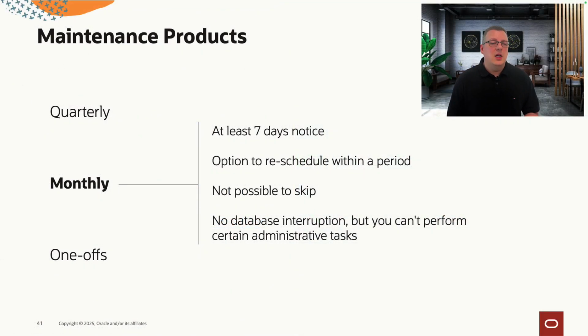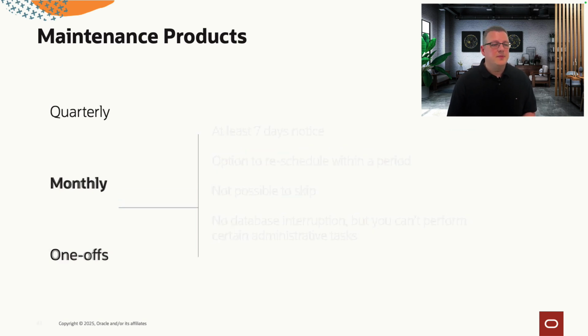Monthly patches. Oracle will give you a notice 7 days before applying the patches. You have an option to reschedule. You usually have 21 days to apply this patch, and it's not possible to skip. Since it's a security patch, you should really apply the patch.